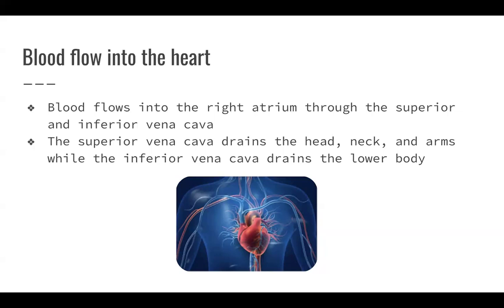So the blood will flow into the right atrium from the superior and inferior vena cava. The superior vena cava drains the head, the neck, and the arms, and the inferior vena cava drains the lower body, so the abdomen and both the legs and all that goes along with that.